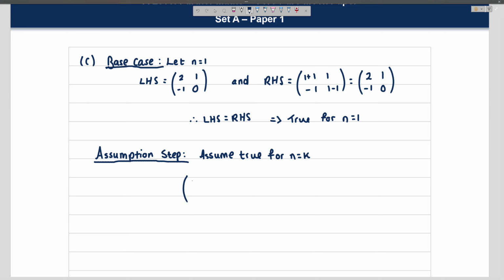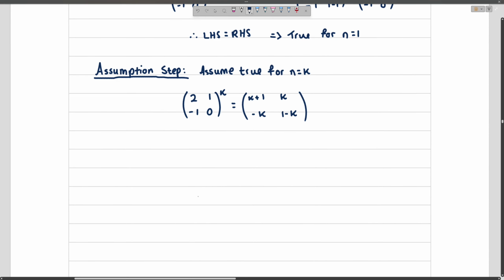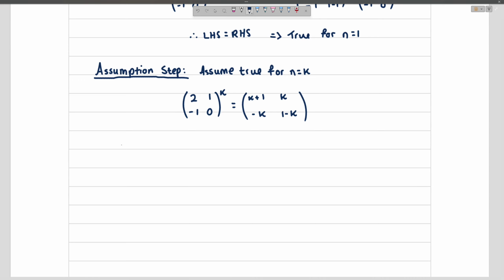Okay, so if this is true for n equals k, then what I get here is the left-hand side, that was 2, 1, minus 1, and 0, to the power of n here. That's to the power of k now. This here then is equal to the right-hand side, and just replace any n's with k. So I get k plus 1, k, minus k, and then 1 minus k there. Like so. Okay. So that's all we need there for the assumption step, right? The assumption step is basically setting us up for the inductive step, which is the next step here. So, as we just said, then we now have the inductive step.